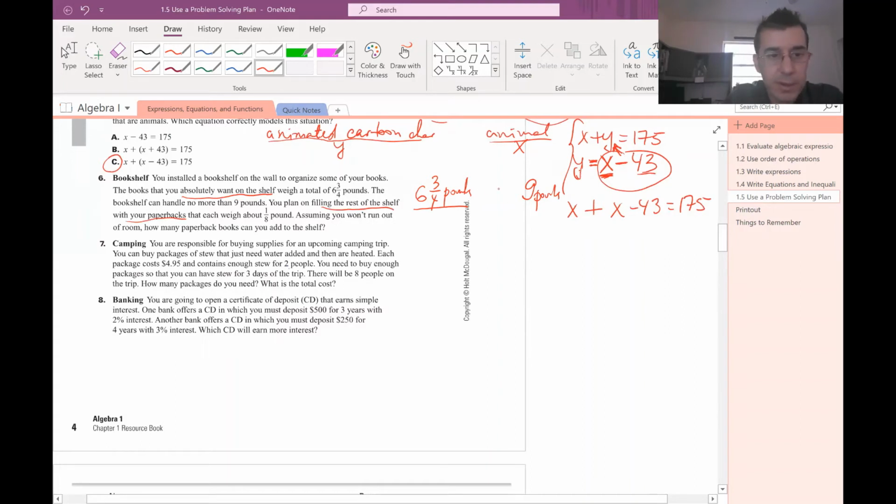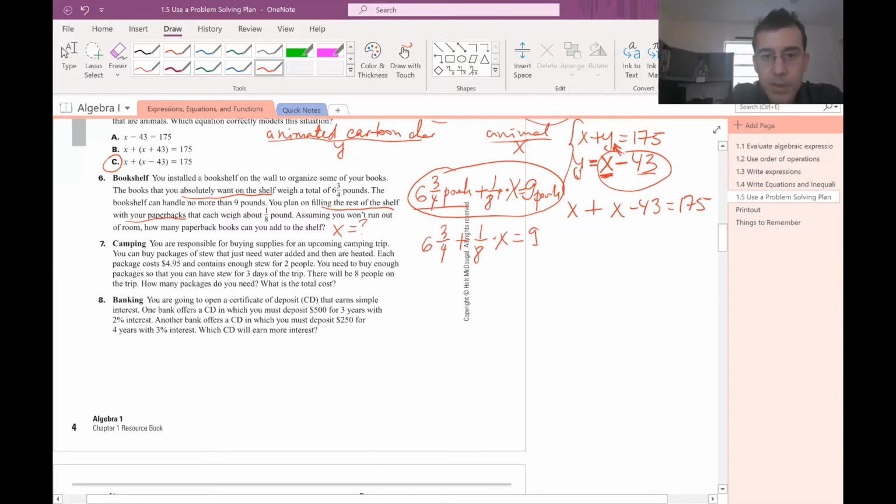So plus each of the paperbacks is 1/8 pounds. So 1/8 pounds, but we don't know how many paperbacks, so that would be X, right? Equals 9. Assuming you won't run out of room, how many paperback books can you add to the shelf? So X is question mark. That's what we have, and we have to solve for X. So once again here, let's write it down, 6 3/4 plus 1/8 times X equals 9. And we have to solve for X.